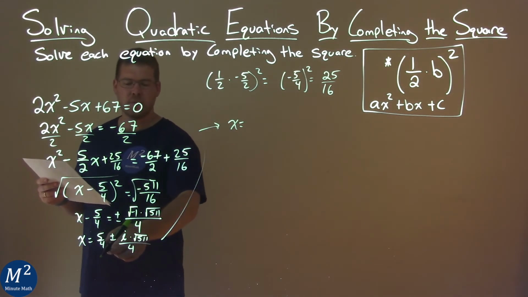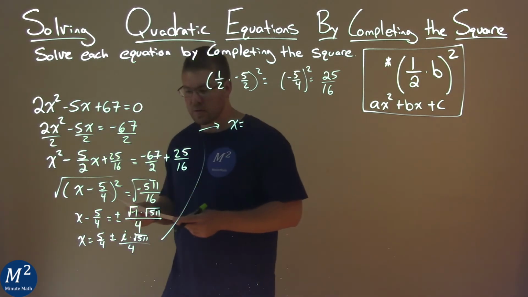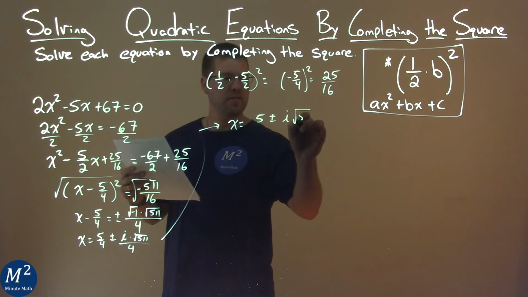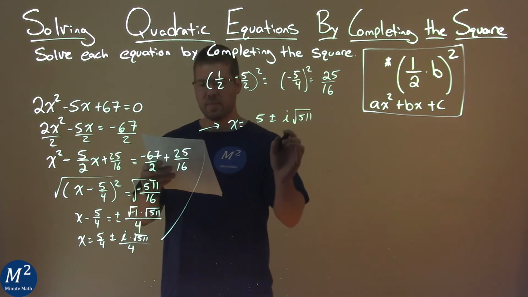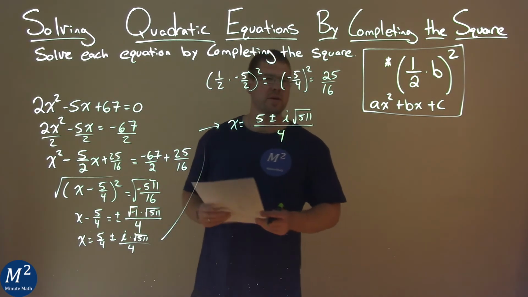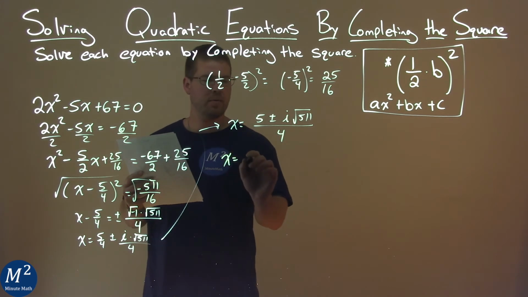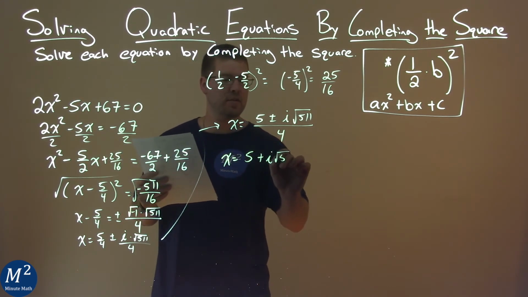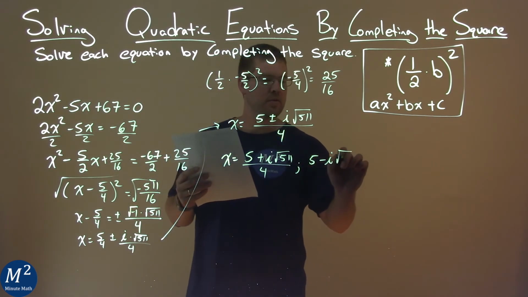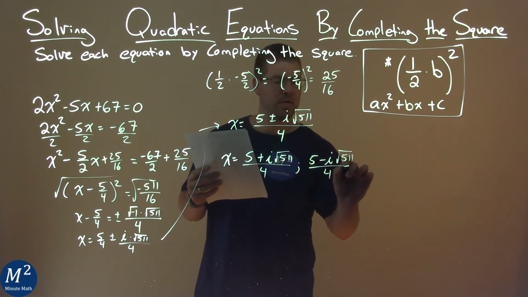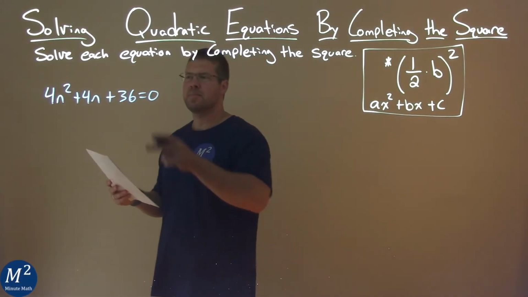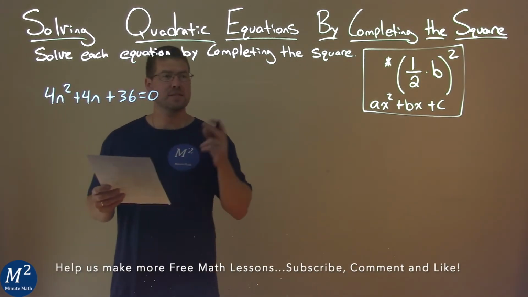And notice we have the same denominator of 4 and 4. So we can write this as a single statement of 5 plus or minus i square root of 511, which doesn't simplify anymore, over 4. Now, that plus or minus really is two different numbers, so if we write that out, we have 5 plus i square root of 511 over 4, and 5 minus i square root of 511 over 4, and that is our final answer.